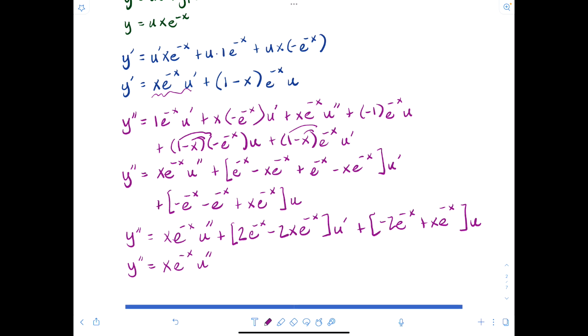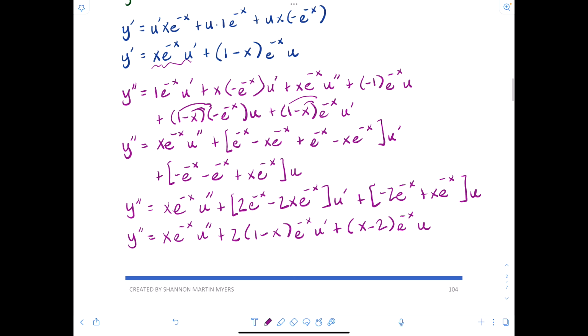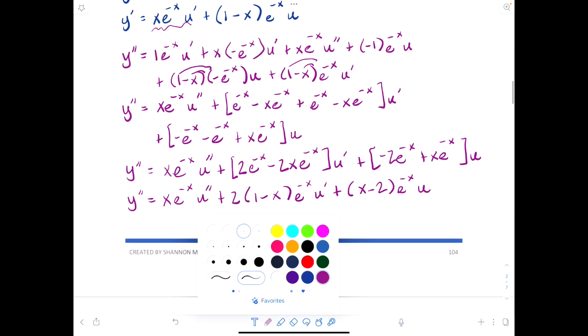All right, so now if we factor out a 2e to the negative x, let's see what we'll have. We'll have plus 2 times 1 minus x, e to the negative x times u prime. And over here, factoring out an e to the negative x, we'll have plus x minus 2 remaining, swapping the terms to make it pretty, times u. Cool so far?